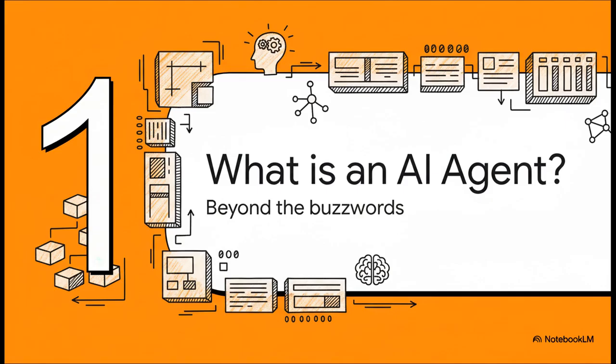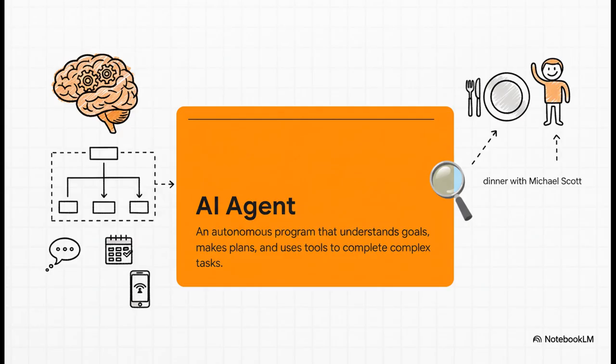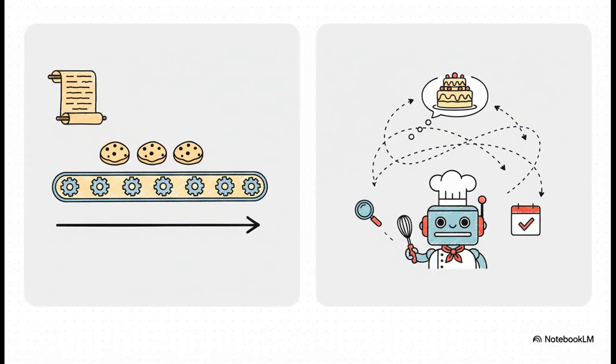Okay, first up, let's get on the same page here. What even is an AI agent? You hear all these buzzwords, right? Digital employee, virtual assistant. Let's get past that. So at its heart, an AI agent is not just a chatbot. Not at all. It's an autonomous system. That means you give it a goal, something like, hey, plan a dinner meeting with Michael Scott for tonight. And it can actually think. It reasons, it comes up with a plan, and it uses digital tools to get the job done, all by itself.